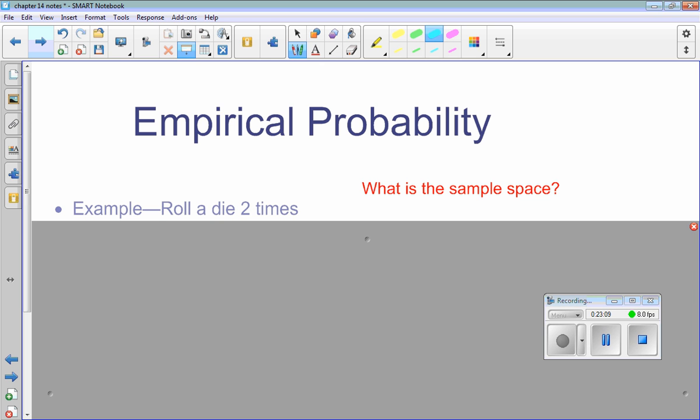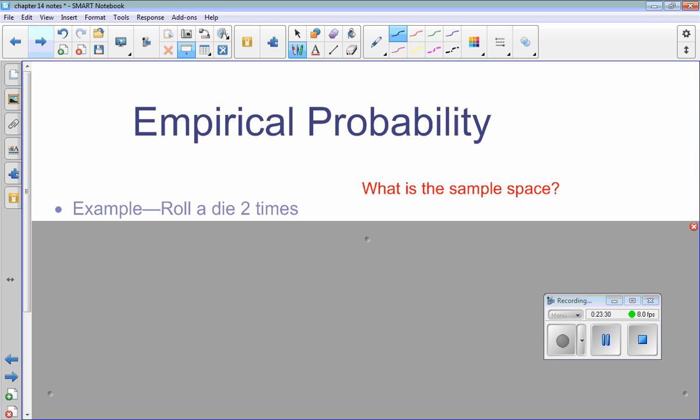Okay? So, rolling a die twice. What would the sample space be? How is that different from the sample space of rolling one die? You have to list the outcomes. Be careful, it's more than just doubles. Let's list them. Let's describe the sample space.